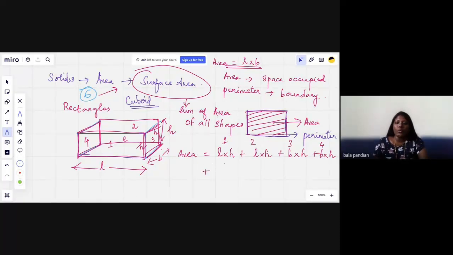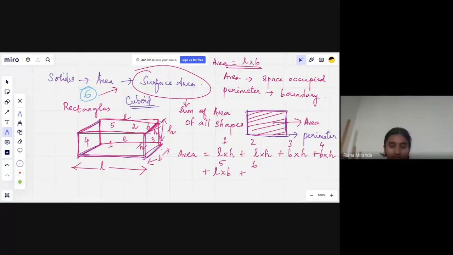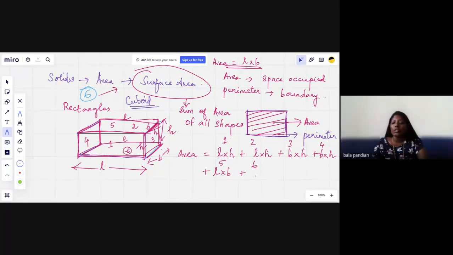Plus, I'm going to go with my fifth rectangle. I'm going to take the top one as my fifth rectangle now. The top one has length and it has the breadth. So L into B. Plus the last rectangle is my rectangle at the bottom. It also has length and breadth. So L into B. So you're clear like what I'm doing? I'm just finding out the area of all the six rectangles. Do you have any doubt in this?